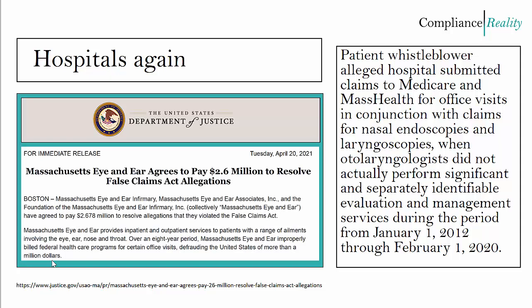It was alleged that over an 8-year period, the hospital submitted claims to Medicare and Mass Health. Mass Health is the Medicaid program in the state of Massachusetts at the time. For office visits in conjunction with claims for nasal endoscopies and laryngoscopies. So these are procedures, and nasal endoscopies and laryngoscopies have their own CPT code. They have their own procedure code, and included in the reimbursement for that are the questions and the evaluation you do.